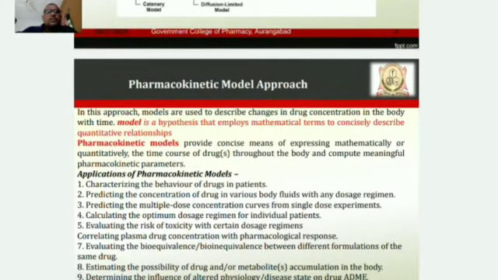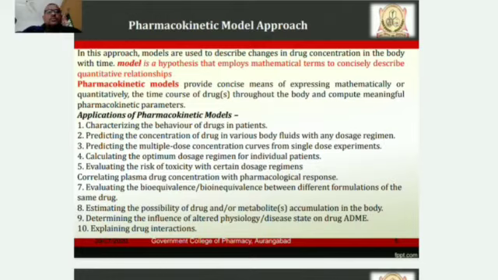Now we'll see the pharmacokinetic model approach. These models are used to describe change in the drug concentration in the body with time. The model is a hypothesis that employs mathematical terms to consistently describe the quantitative relationship. The pharmacokinetic model provides a concise means of expressing mathematically or quantitatively the time course of drug throughout the body and computing meaningful pharmacokinetic parameters. So by using these models we can determine the concentration of drug with time.